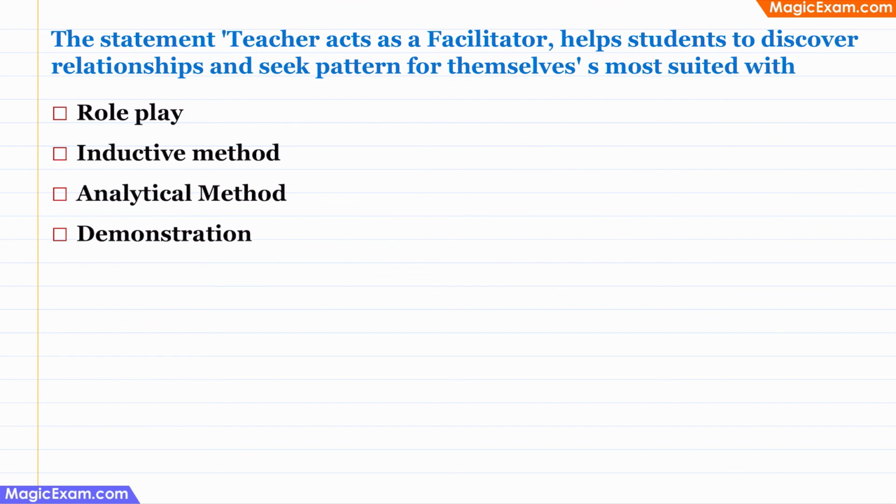The statement, teacher acts as a facilitator, helps students to discover relationships and seek patterns for themselves, is most suited with which of the following? Now what is happening here? The teacher is acting as a facilitator, and the students are discovering the relationships between concepts and real life activities for themselves, right? And they are looking at various patterns in what they are learning. So this statement is connected with which of the following?